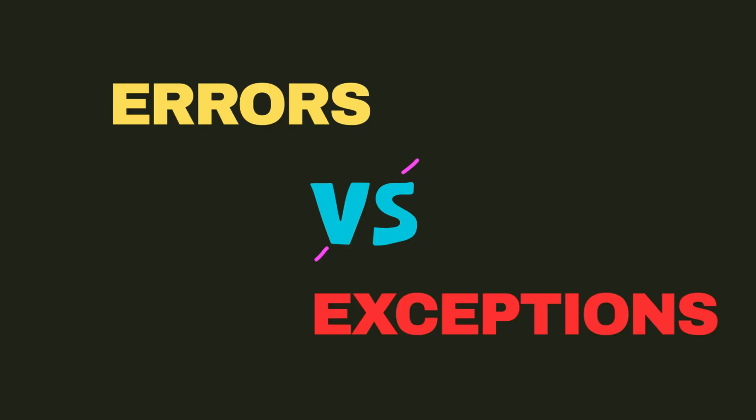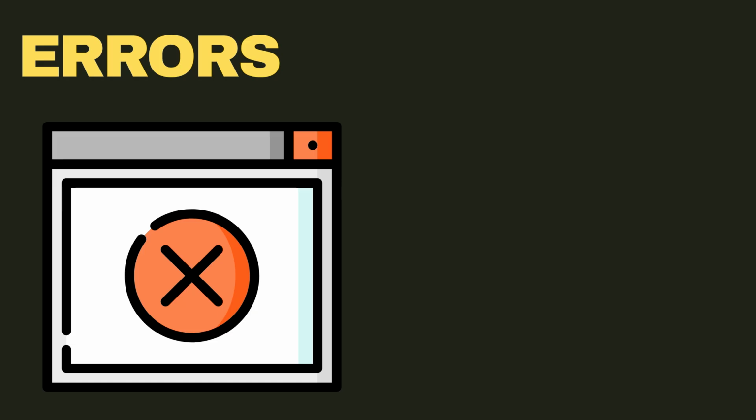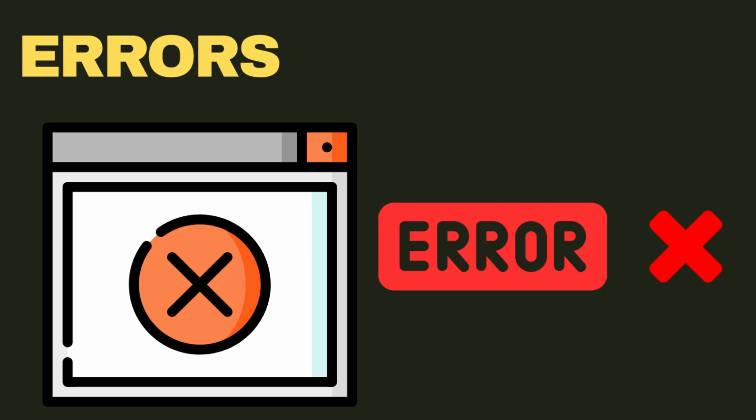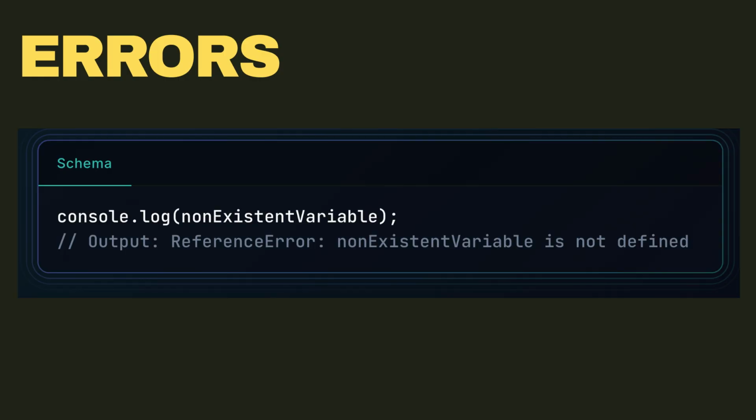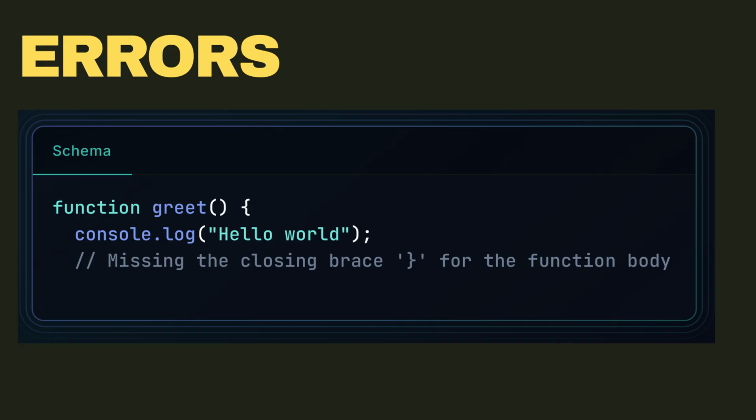Let's look at errors versus exceptions. Errors and exceptions are two different kinds of something went wrong in programming, but they represent two fundamentally different problems. An error represents a serious problem that a reasonable application should not try to catch. Errors indicate problems that are outside the control of the program, like system failures or virtual machine issues. Examples of errors are reference error, which is encountered when trying to use a variable that does not exist, or a syntax error, which is encountered whenever there's an invalid code.